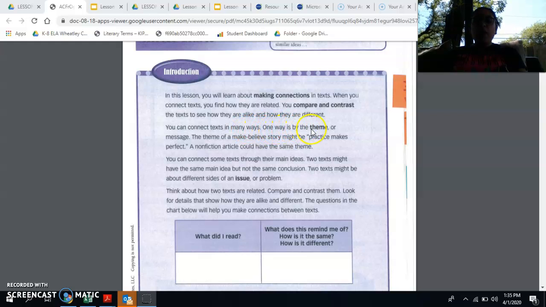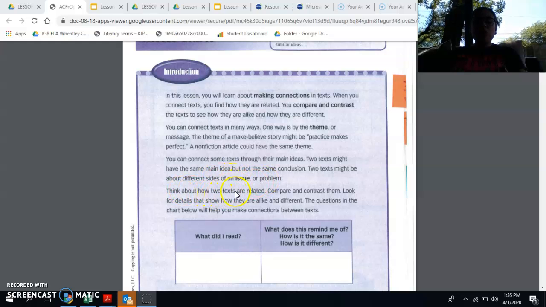You can connect text in many ways. One way is by the theme or the message. The theme of a make-believe story might be that practice makes perfect. A nonfiction article could have the same theme. You can connect some texts through their main ideas. Two texts might have the same main idea, but not the same conclusion. Two texts might be about different sides of an issue or a problem.